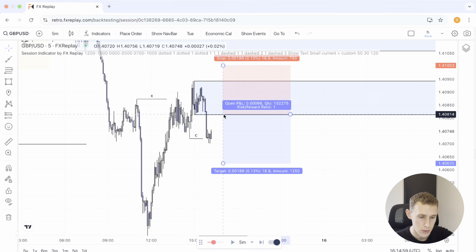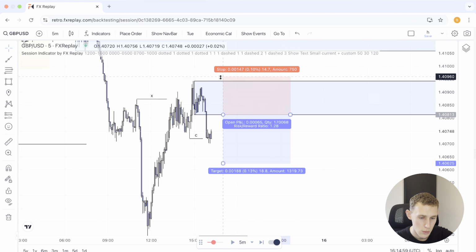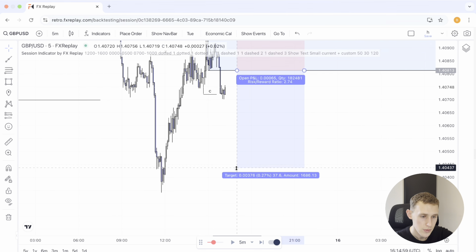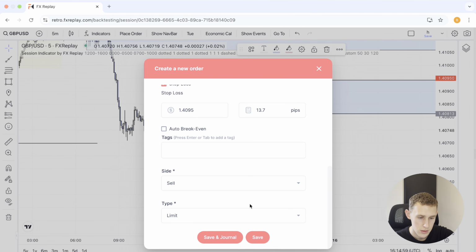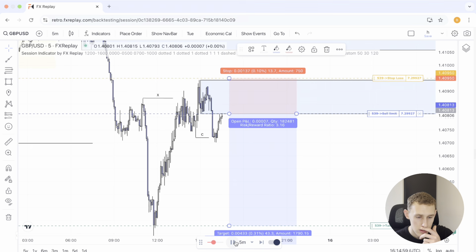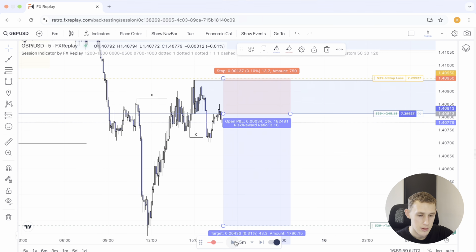and have stops just above the high. 1 to 3 target again. So let's see if price can pull back for us here. There we go. So we're in again. See how this plays out.